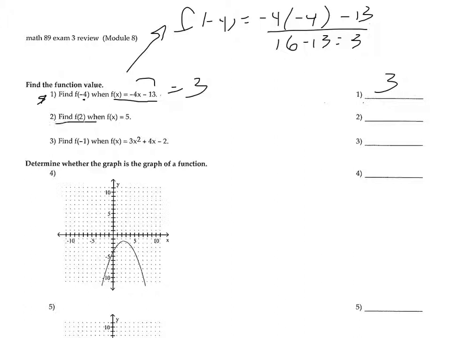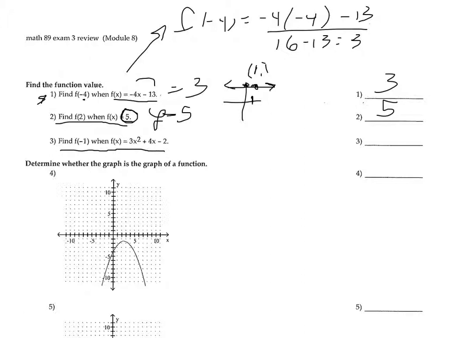Now, find f of 2 when f of x equals 5. Now here, there's nowhere to plug the x's into right there. So f of 2 is just going to equal 5. And we can think of this because f of x is y, so y equals 5. Well, y equals 5 is a horizontal line that has that intercept 0, 5. So when x is 2 right here, y is definitely 5. So that's just 5.